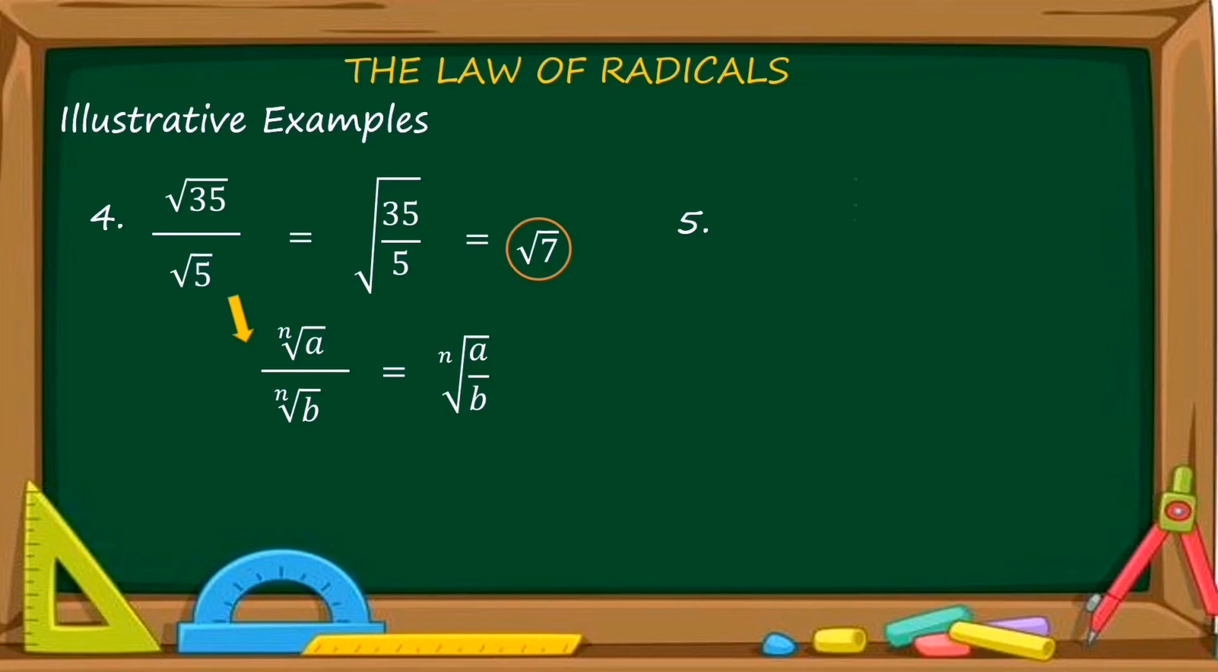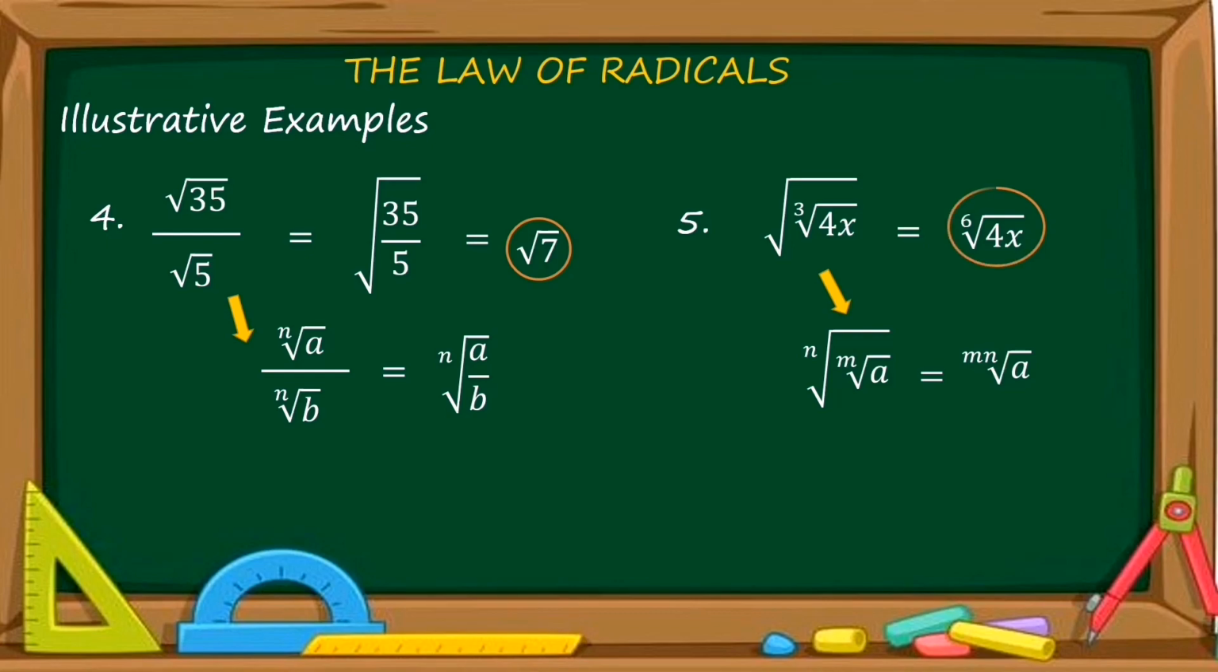Number 5. The square root of the cube root of 4x. To answer this, we will use the last law of radicals, which is the nth root of the mth root of a, which is equal to the m times nth root of a. So, square root of the cube root of 4x is equal to the 6th root of 4x, because the index 2 times the index 3 is equal to 6. So, our final answer is the 6th root of 4x.